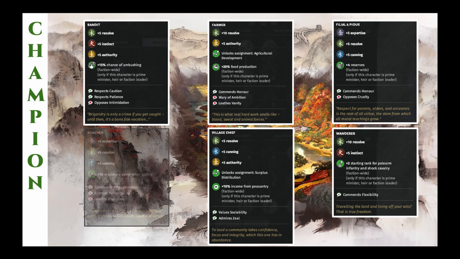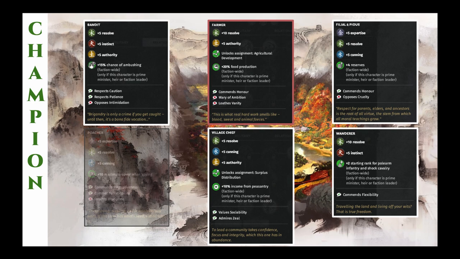We have the village chief next, which adds 10% income to peasantry. It's a really small boost, and peasantry income multipliers are already readily available in the game from reforms, buildings, and population. So I would definitely not be spending such a precious heir spot on just a 10% extra peasantry bonus. Lastly, we have the Wanderer, which adds 2 starting rank for all polearm, infantry, and shock cavalry. It's not a bad bonus, but I don't think the extra stat gain from the 2 ranks justifies giving up the heir slot. So out of all 5 here, I can only recommend the Farmer.